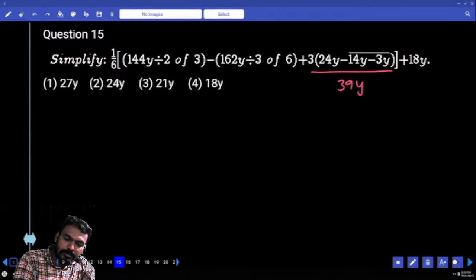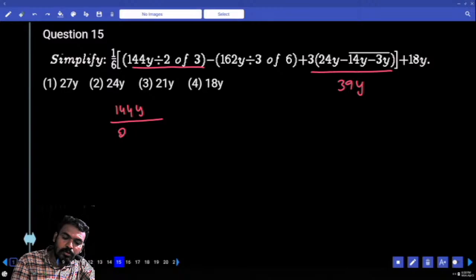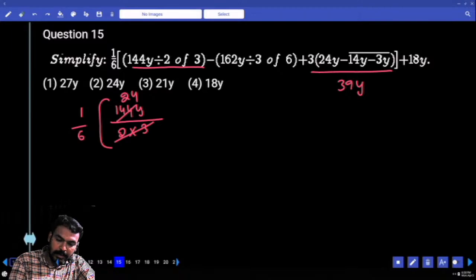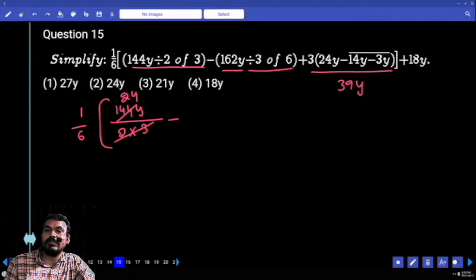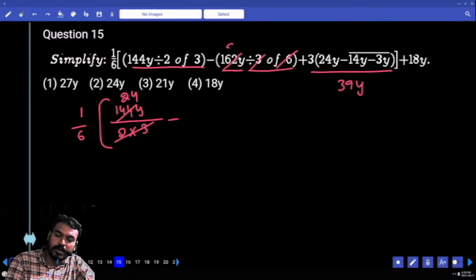And one more, what is the first priority here? 144y divided by 2 into 3. 2 3 is how much? 6. 6 how many times? 24. Next, minus 162y divided by 3 of 6. 3 into 6, 18. 18 how many times? 9 times. It is minus 9y.